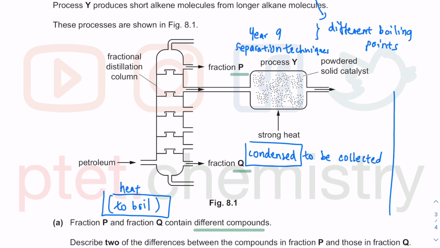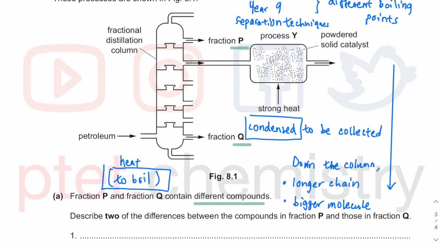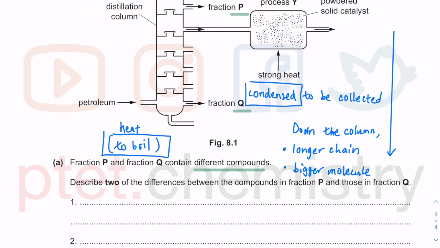So as you go down the fractionating column or the fractionating tower, what we get is longer carbon chain. We get bigger molecule. So the molecule gets bigger and bigger. What else can I say? We also have stronger intermolecular forces. That means between the molecules, there are stronger intermolecular forces. Therefore, we can say the boiling point and the melting point would increase.